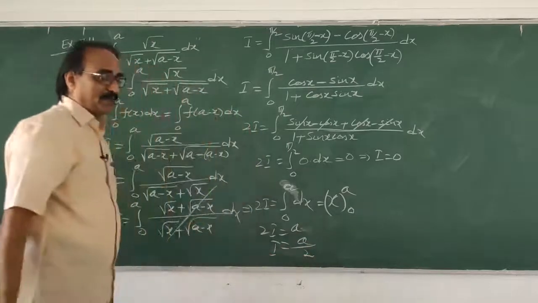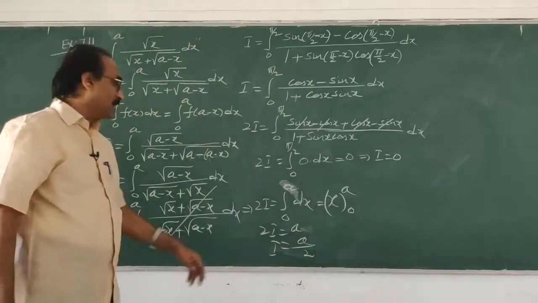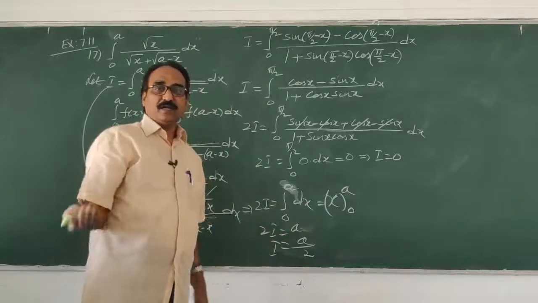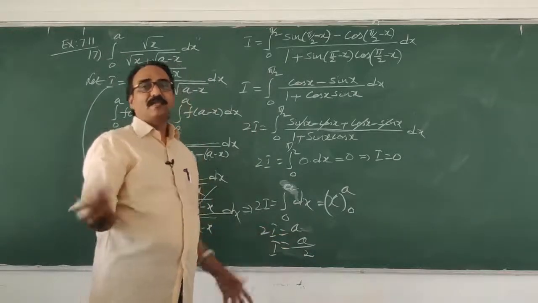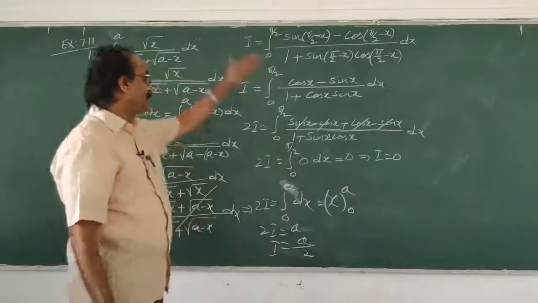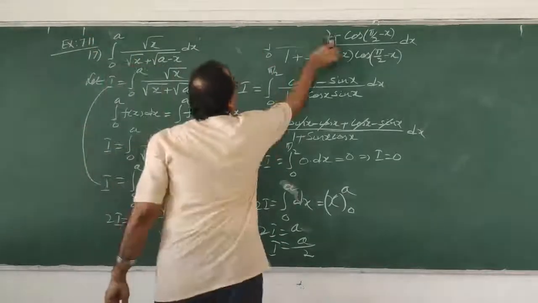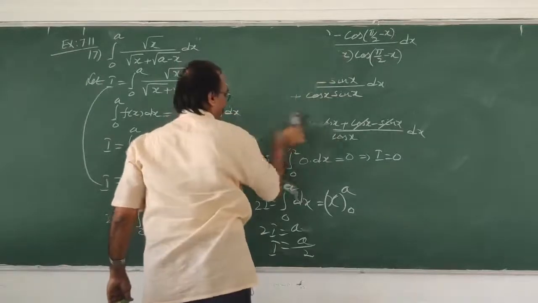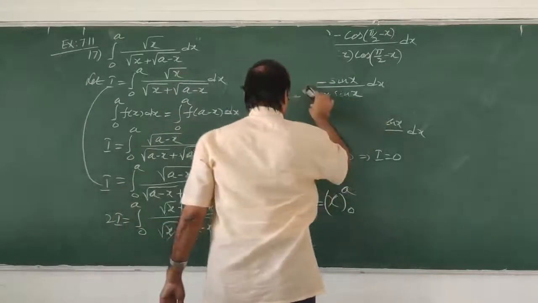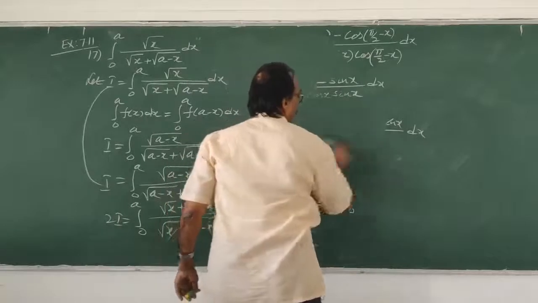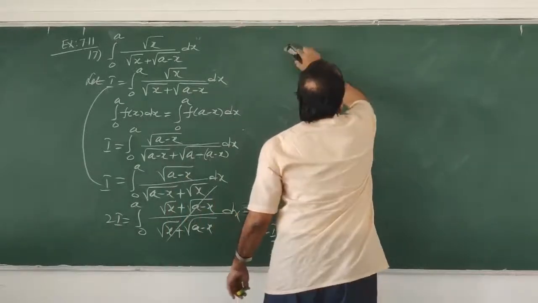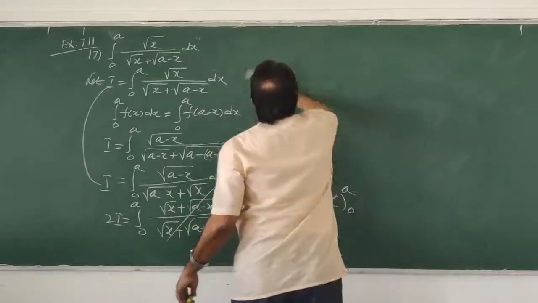If in place of a, pi by 2 is there, it means pi by 2 by 2, pi by 4. In place of pi by 2, what is there? A, then it is a by 2. That's all. Method is same only, no? Method is same. Don't get confused. This is previous problem, but again confusion will come now. Okay, so this is also previous problem. So therefore, now this problem is completed like this.